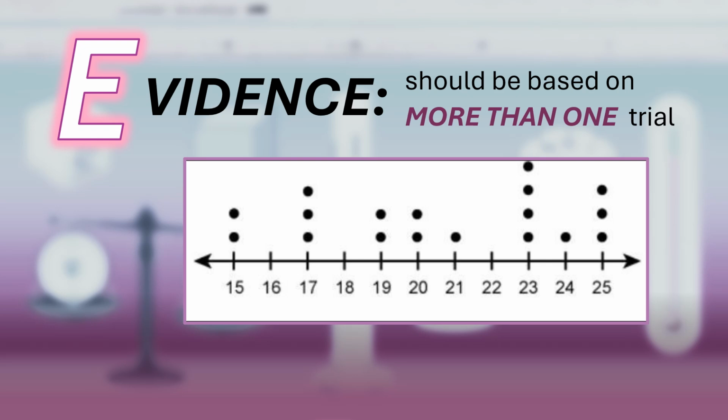Evidence should be based on more than one trial. Here we have each dot representing a particular result that you get in a particular trial. No group got 18 or 22. There's just one group that got 21 and 24, but there were 4 groups that got 23. In general, good data is lots of data, and poor data is no data or very limited data.